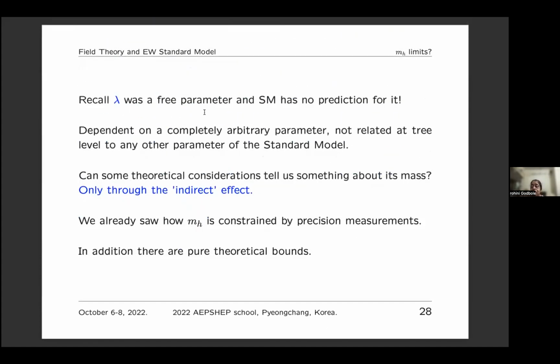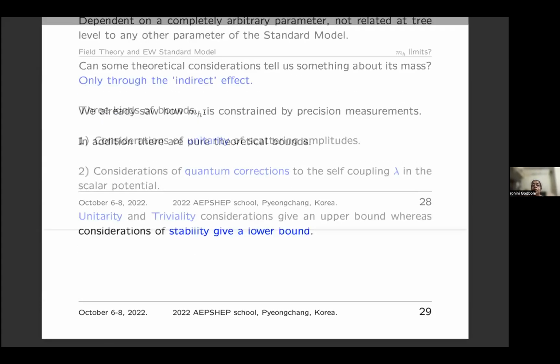As we said, lambda was a free parameter. The SM had no prediction for it. And you remember at tree level, the mass of the Higgs was simply given in terms of lambda and v. So can some theoretical considerations tell us something about allowed values of lambda and therefore the mass of the Higgs? So far, I have discussed how indirect effects told us something about the Higgs mass, that is the precision testing. But what are the pure theoretical bounds?